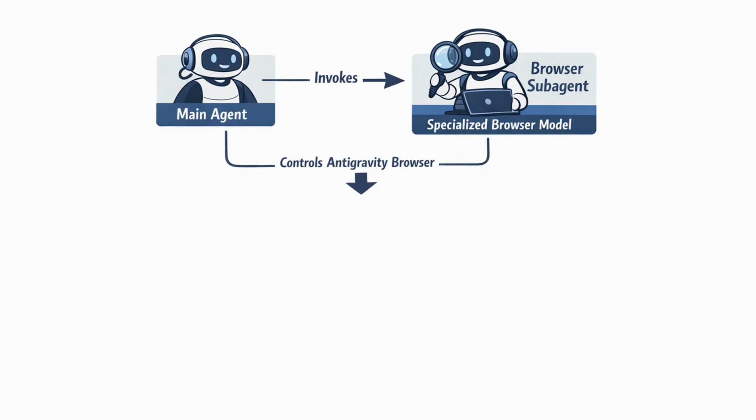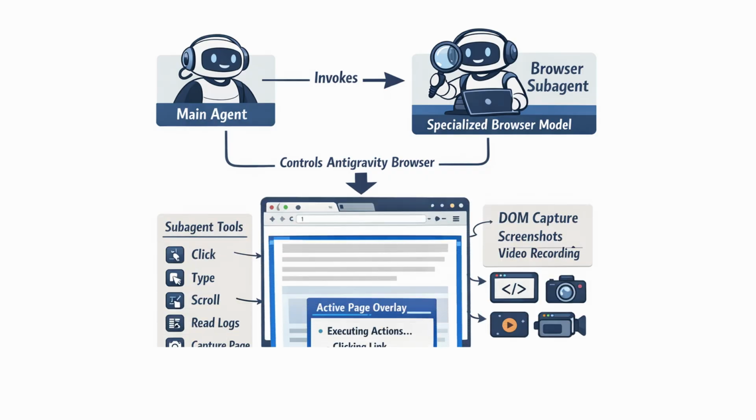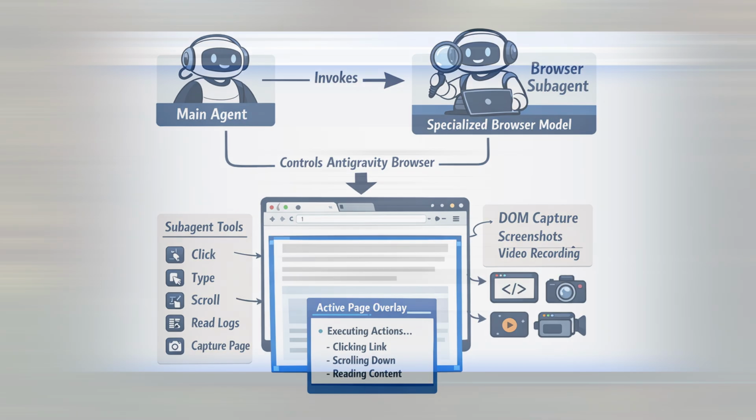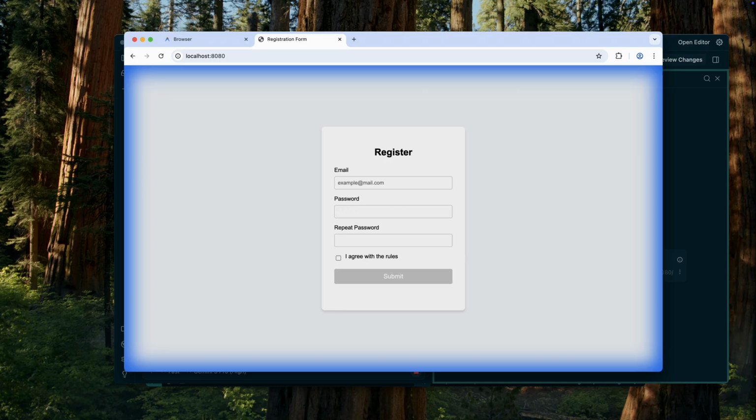This sub-agent has access to a wide range of tools required to control the browser, including clicking, scrolling, text input, reading console logs, and much more. It can also read your open pages using DOM capture, screenshots, or markdown analysis, and it can record video as well. It's important to keep in mind that while the agent is controlling a page, that page will be highlighted with a blue frame and a small panel showing a brief description of the actions being performed.